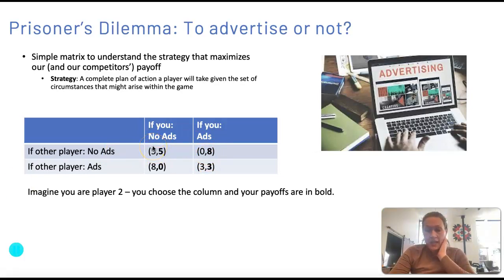If we don't advertise and our closest competitor doesn't advertise, we each gain $5 million or $5,000 because we save the cost of advertising. So if we advertise, though, and our competitor doesn't advertise, we gain, say, $8 million and they gain nothing. And vice versa is true. If they advertise and we don't, we gain nothing and our closest competitor gains $8 million. So take a minute looking at these payoffs and think about what choice you would make.